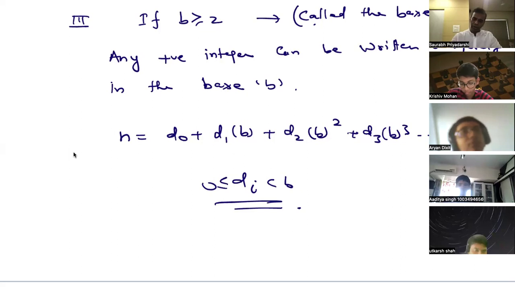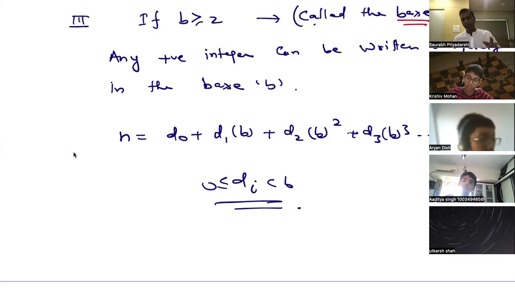This is either called the base or, in some books, the radix. Usually we use base, but in a few books you'll see radix is given. Both are the same thing, right?